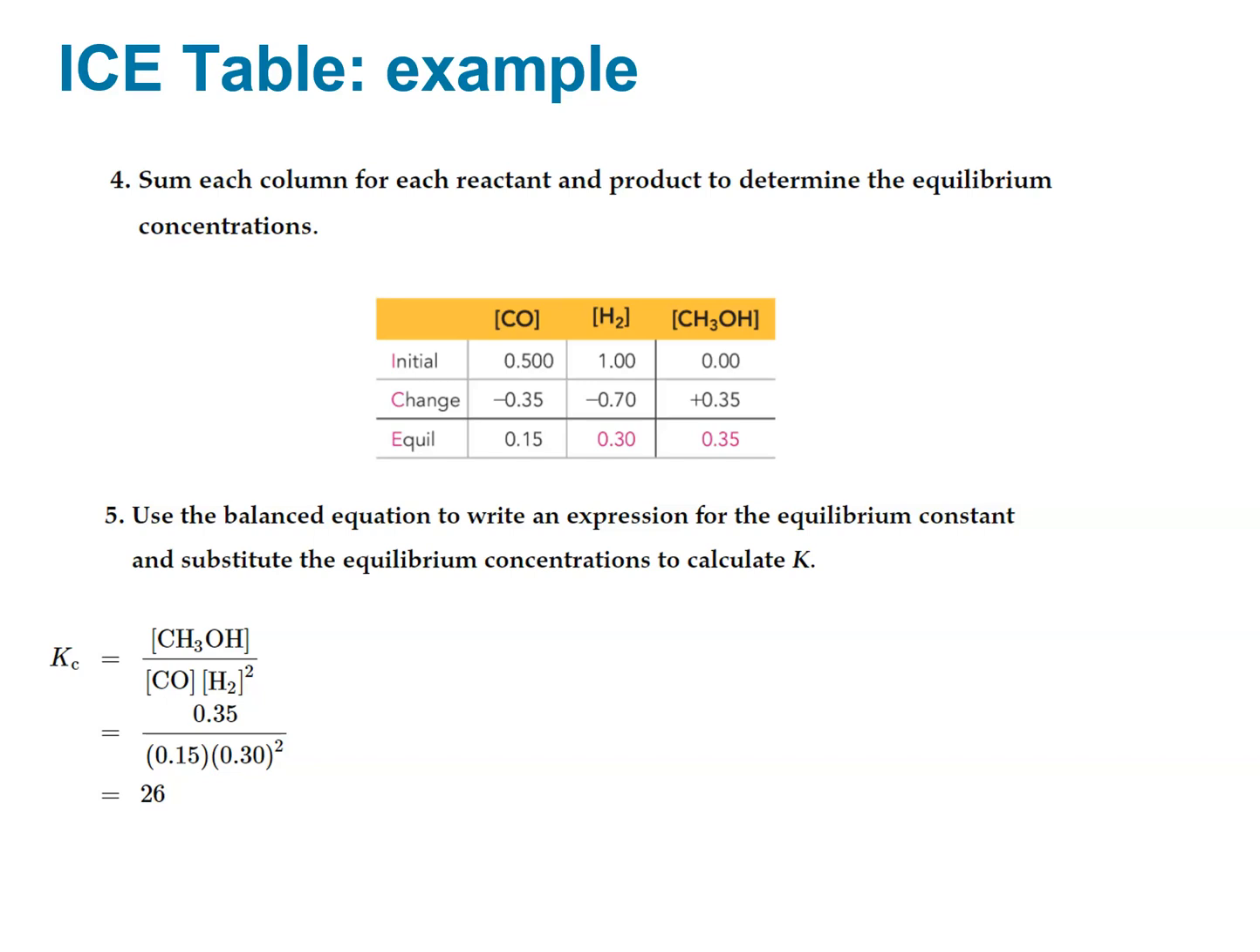Now that we have all those, we can plug them straight into our equilibrium expression. So products over reactants is going to be methanol raised to the first power over carbon monoxide to the first power times hydrogen gas squared. Plug in all of our values, and we will see that we've got an equilibrium constant of 26 for this particular scenario.